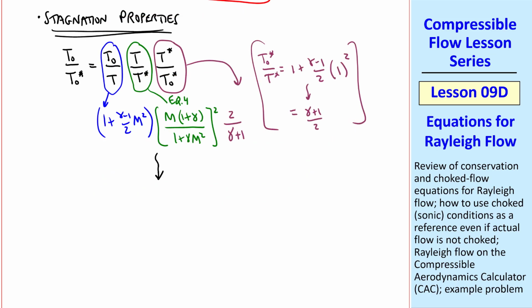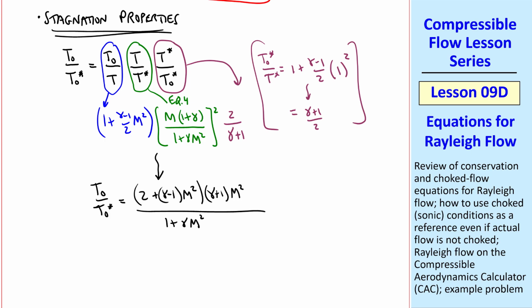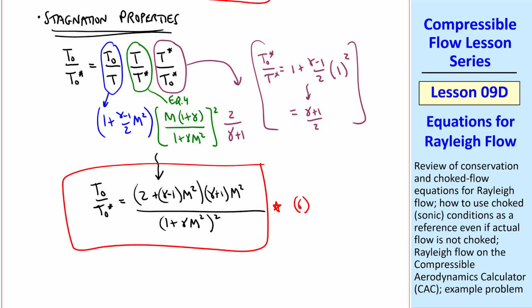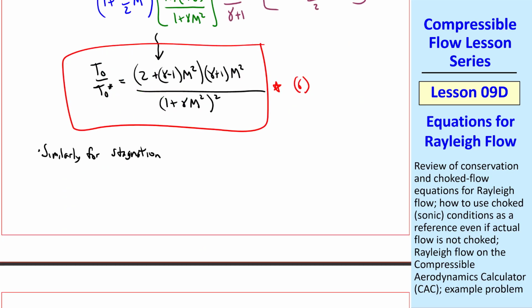A little bit of algebra, noticing that a gamma plus 1 here eliminates one of these, so we get T naught over T naught star is (gamma plus 1) M squared [2 plus (gamma minus 1) M squared] over (1 plus gamma M squared) squared. This is equation 6. We do a similar analysis for the stagnation pressure ratio, which I won't show here.